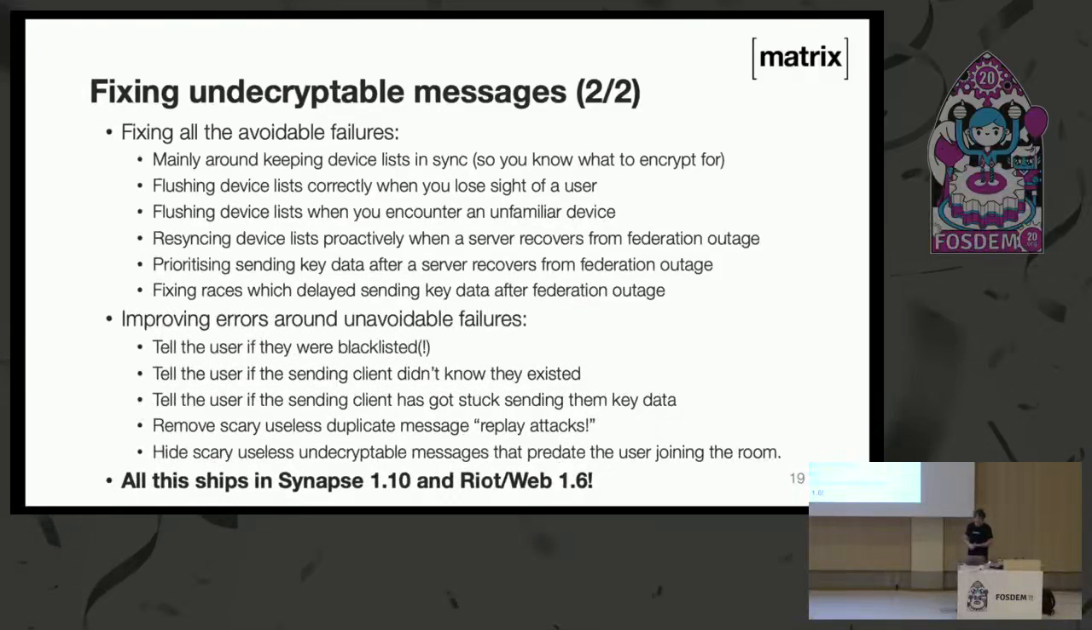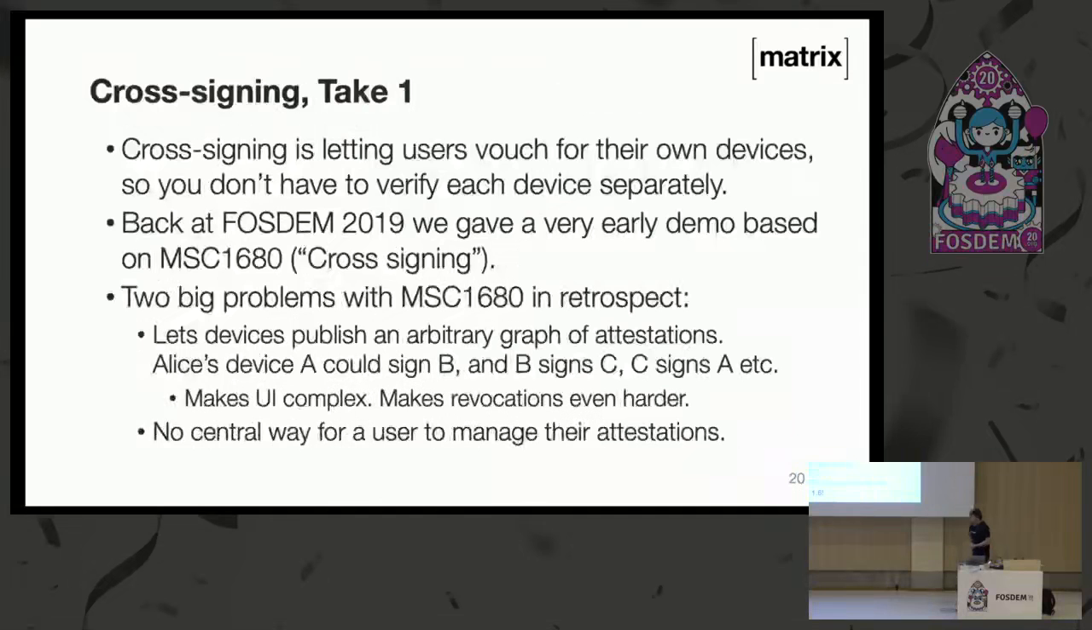Also telling the user various different paths, basically. If the sender didn't know the client existed, then we tell the receiver that was what happened. If the OLM session has got wedged because of weird corruption, we tell them that. We're getting rid of the useless, scary replay attack, duplicate message things, which just meant it was a duplicate message, and also hiding the useless undecryptable messages that predate you joining the room. All of that good stuff should ship in Riot Web 1.6, which happens again in the next week or so.